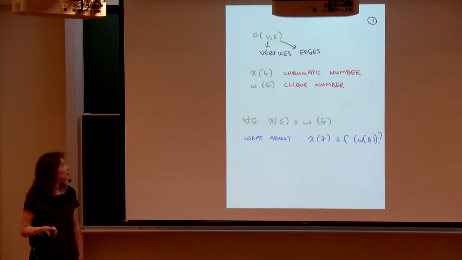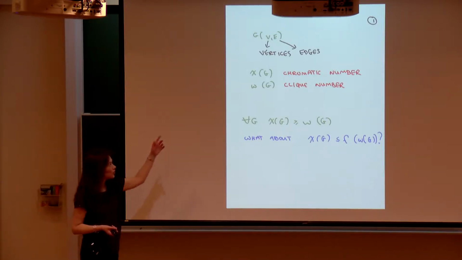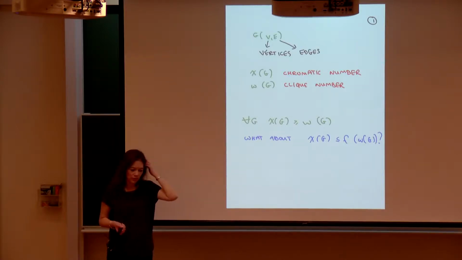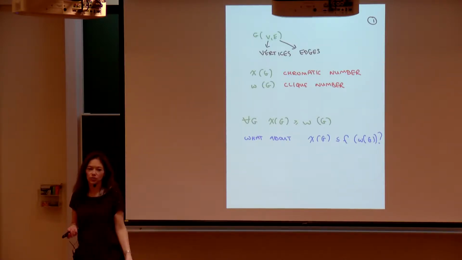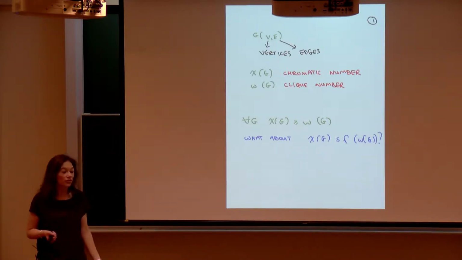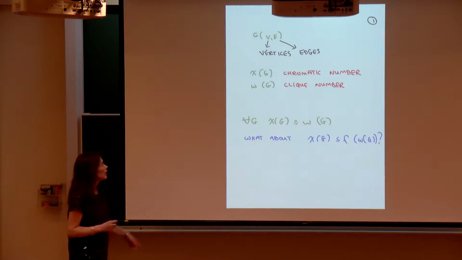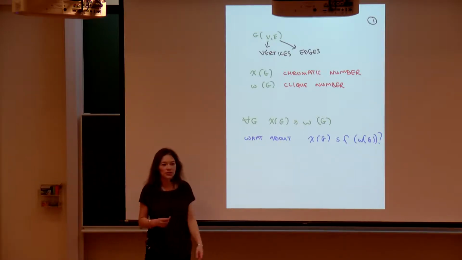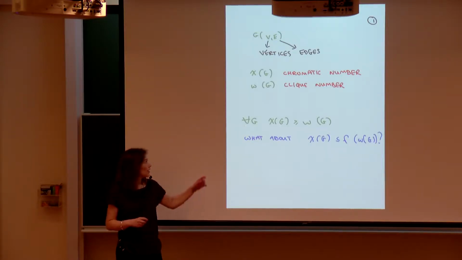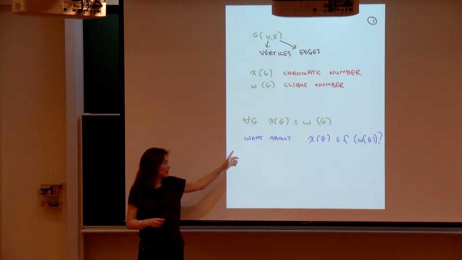As before, I'm talking about graphs. Graphs have vertices and edges, and we're interested in the chromatic number of a graph, which is the minimum number of colors you need to color the vertices so that adjacent vertices have different colors. And the clique number of a graph, which is the size of the largest set of vertices all pairwise adjacent. It's clear that the chromatic number is at least the clique number.